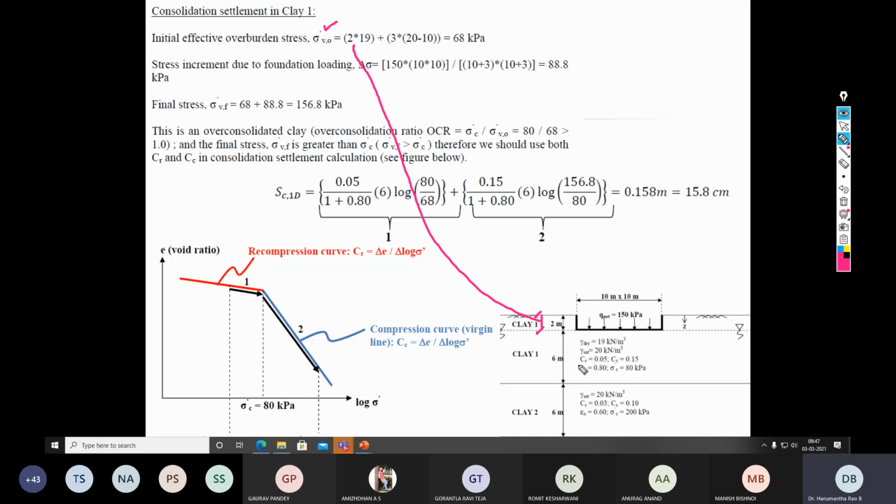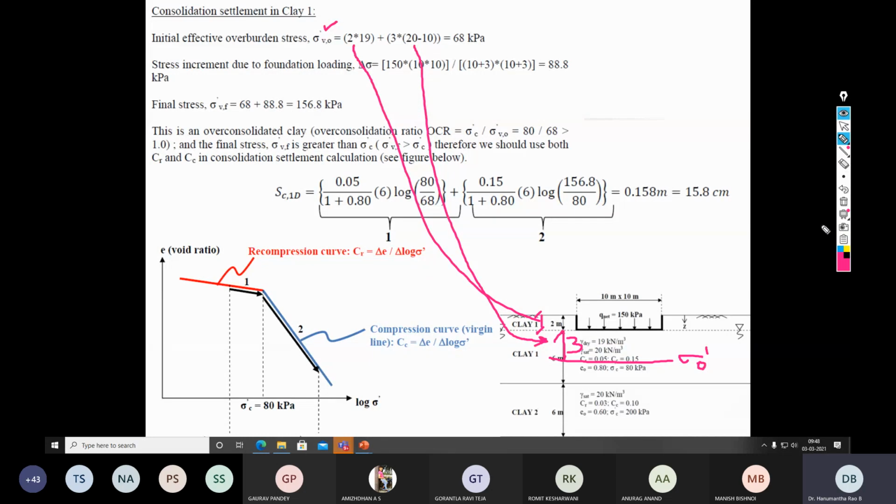And the middle of layer number 2, sigma naught dash. Middle means 3 meter. 3 multiplied by, since this is below the water table, 3 multiplied by 20 minus 10. So this is how you will obtain the initial effective overburden pressure at the middle of each layer, at the middle of layer number 1, effectively.